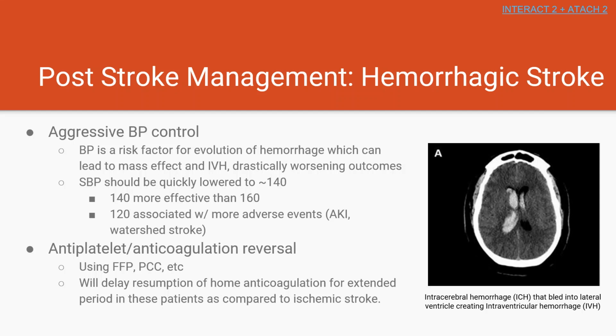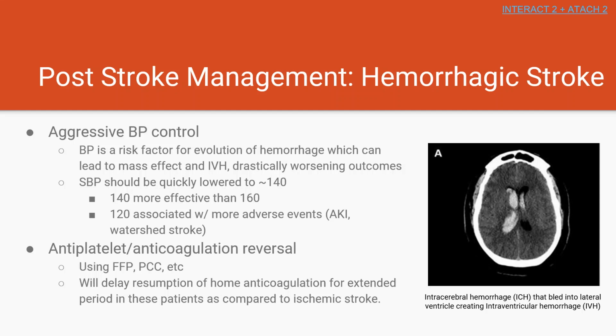I attached a couple of stroke articles that are really famous called INTERACT2 and ATACH-2, which demonstrated that morbidity increases significantly at 160, but adverse events such as AKI or watershed infarcts occur at 120. So that's why our sweet spot lies around 140. This is really a delicate process, and so this is pretty much always performed with an arterial line in the ICU.